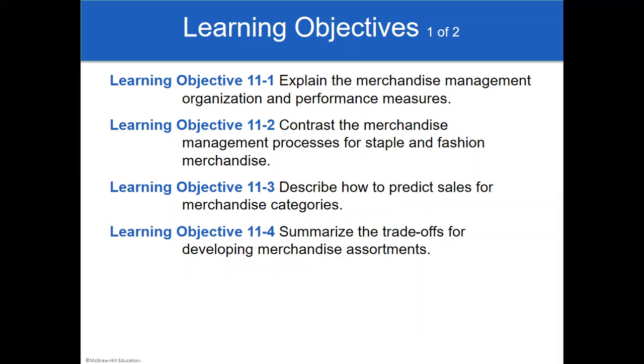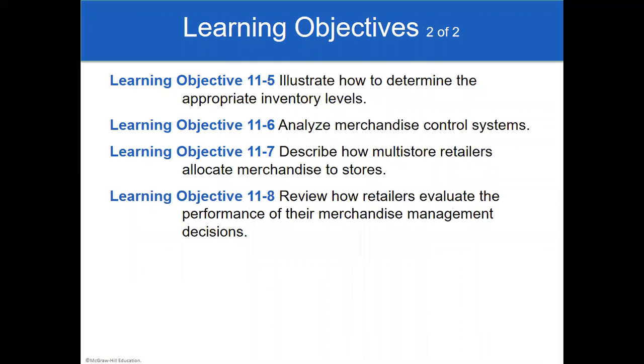How would be the right way for you to choose the right merchandise assortment in your retail shop? Then illustrating how to determine the appropriate inventory levels, making sure your inventory levels are right at the best time, so that you are not taking any risk that your inventory is below the demand coming from the customer. You need to make sure that the supply is there. Then analyze merchandise control systems, what types of control system can be used, and for multi-store retailers, how to allocate the merchandise to the stores, and retailers' evaluation when you have engaged with certain merchandise management decisions.